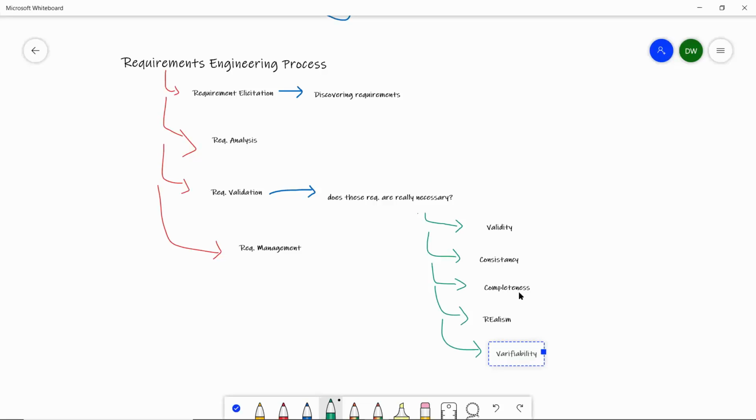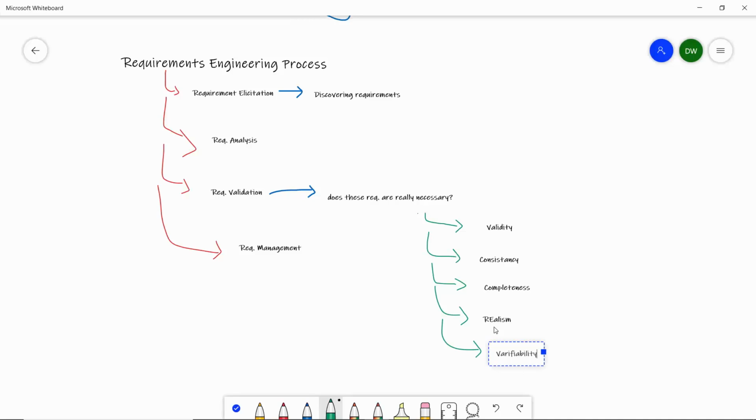Completeness means if you do not gather all the requirements that should be implemented within your system, it is a problem, right? Your project will not be a successful one. Therefore, completeness means you will have to check whether you have collected all the requirements while you are gathering requirements, right? And realism means there may be certain problems. That means there can be certain technology related problems, and there can be certain budget related problems. If you have those kind of problems, your system will not be able to really implement, right?